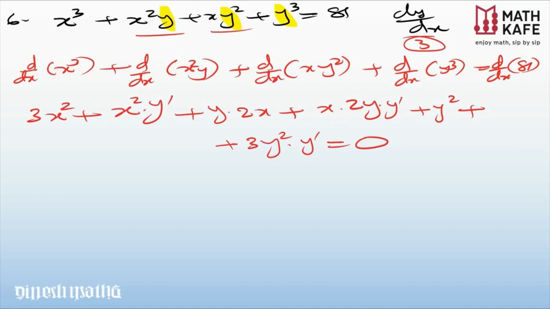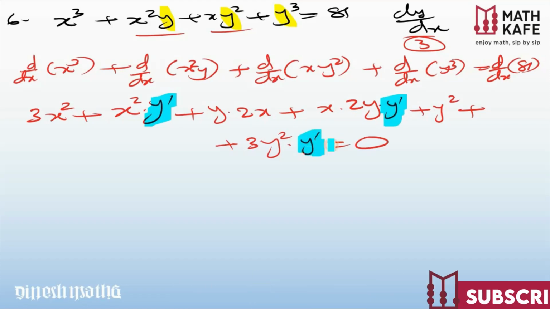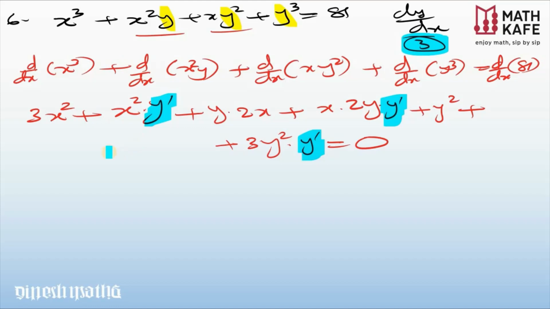Before going to the next step, please count the number of dy by dx. See, I got 1, another one 2, and another one here 3. That's what we are looking for. We are on the right track and we can continue with the answer.